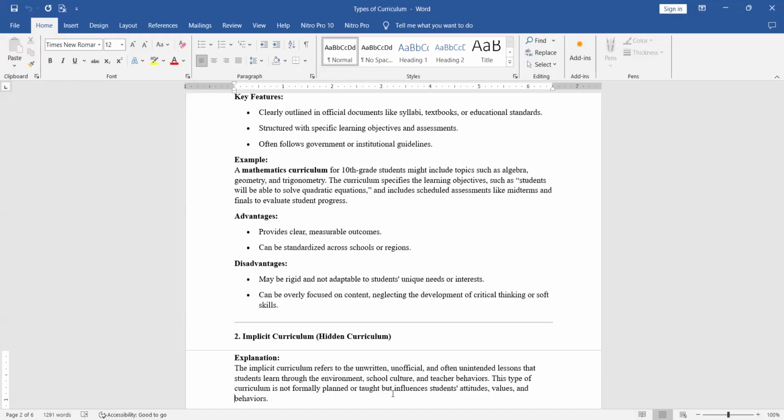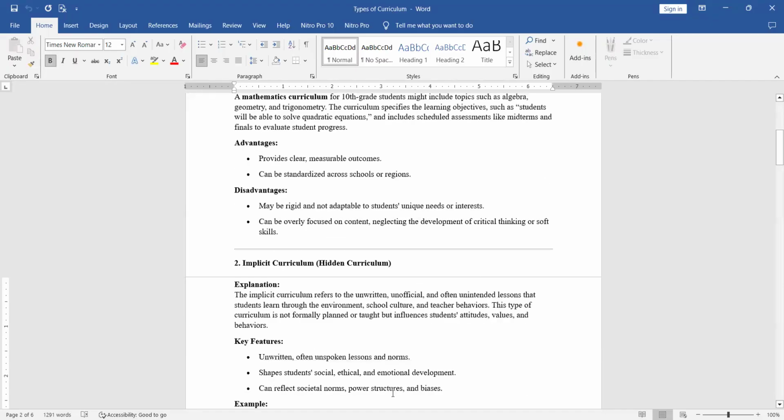Right? Okay. It can be overly focused on content, neglecting the development of critical thinking or soft skills. Normally, a written curriculum and explicit curriculum is knowledge subject oriented, right? Rather than skill development, it actually focuses on the content, neglecting the critical thinking and skill development. Okay, that is there.